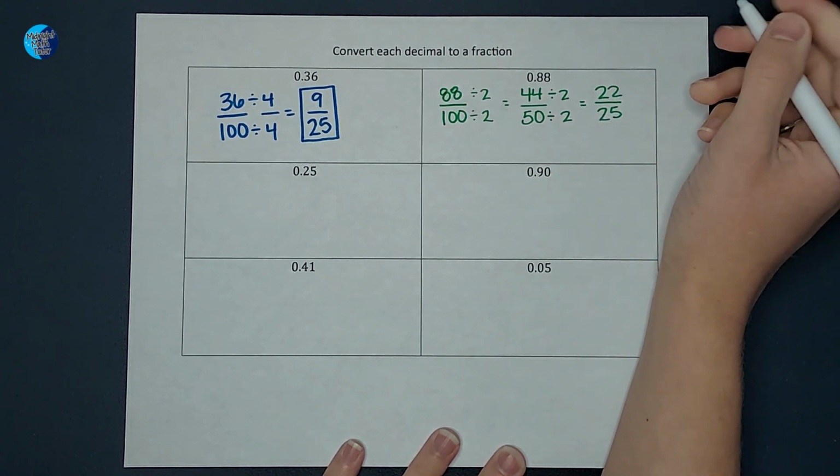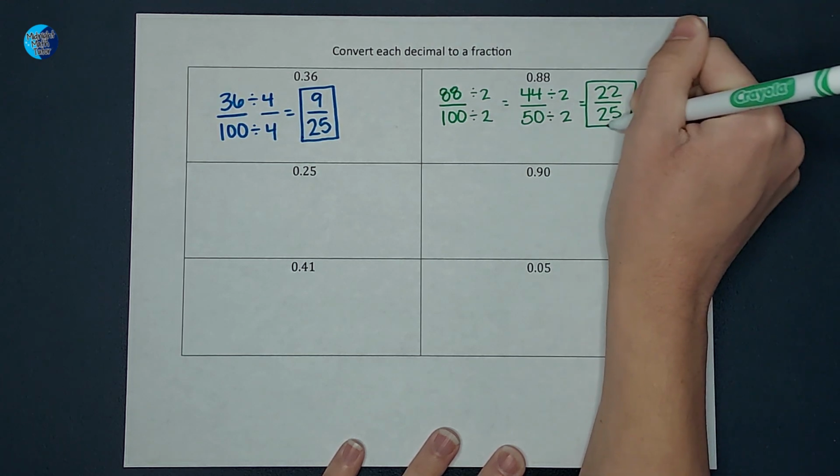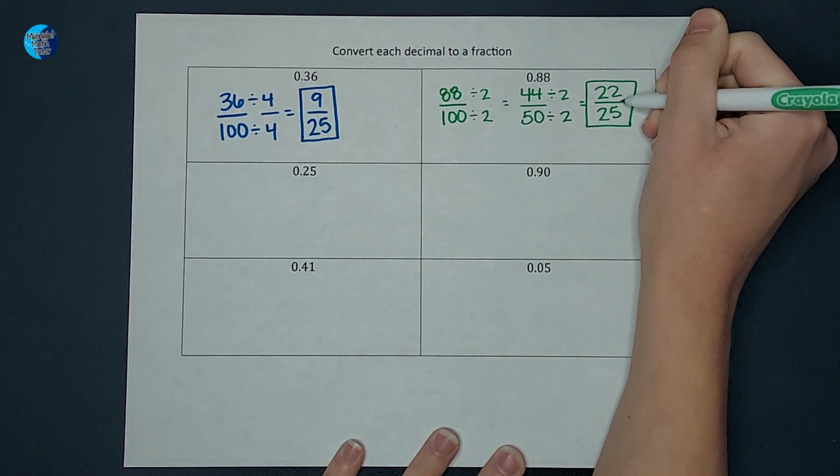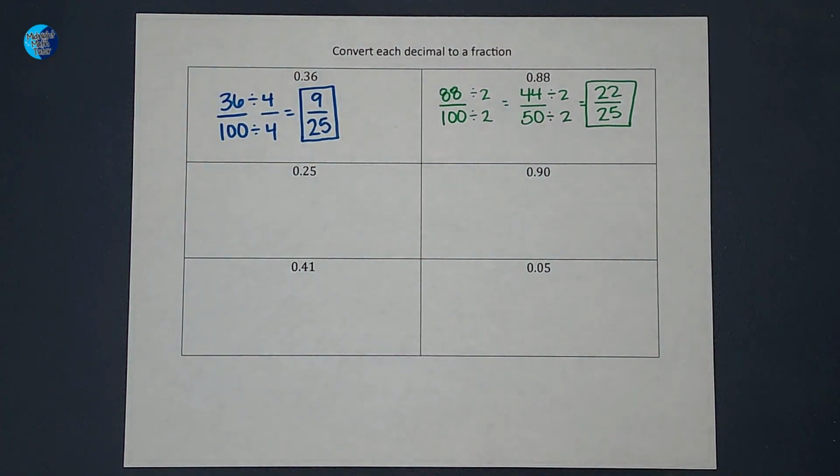Now, can that be simplified anymore? I don't think so. Now, again, you can always go check yourself. Plug 22 divided by 25 into your calculator and make sure you get 0.88.